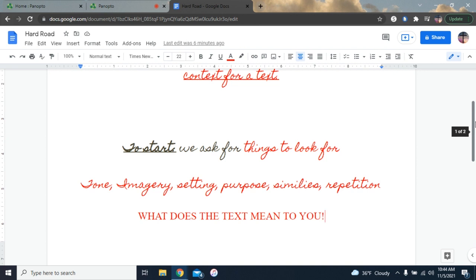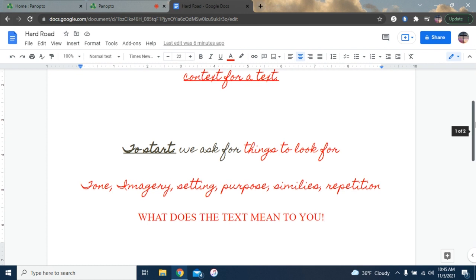We're going to use this assignment to follow into our next assignment, which is writing a paper over what the text means to us. So the important thing to remember when you're annotating something is to look for the author's purpose, especially, and what the text means to you. With literature, it's not so much what the text says, but what you receive from the text.